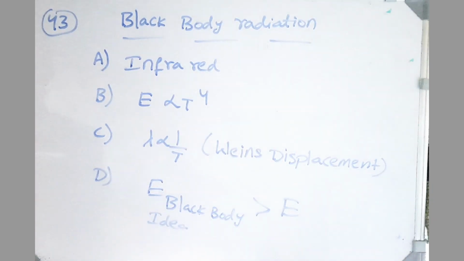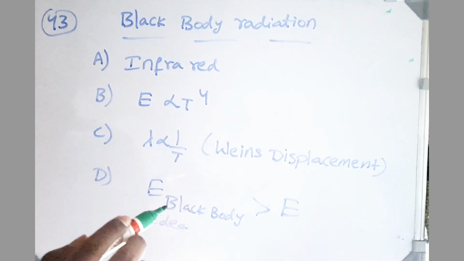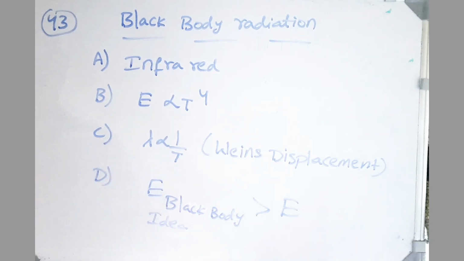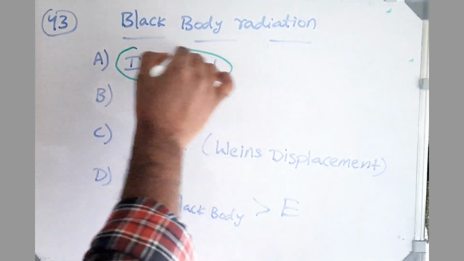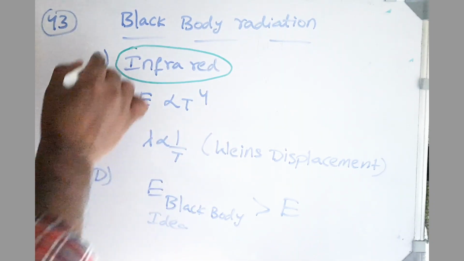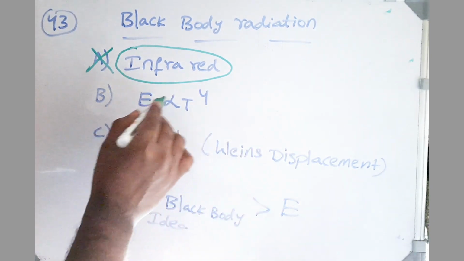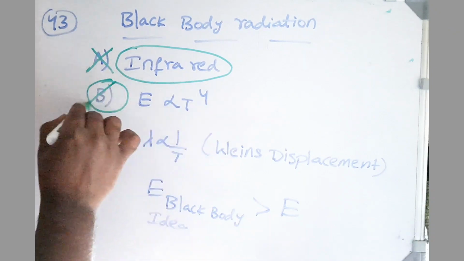Friends, question number 43, which of the following statements are true about black body radiation? Option A, among all radiations emitted by the ideal black body at room temperature, the most intense radiation falls in the visible spectrum. This is what they have given, friends, but actually it is infrared radiation which falls in that region. So option A is wrong. And option B, they have given total emissive power of black body is proportional to square of the temperature, but actually it is T to the power of 4. So option B is also wrong.